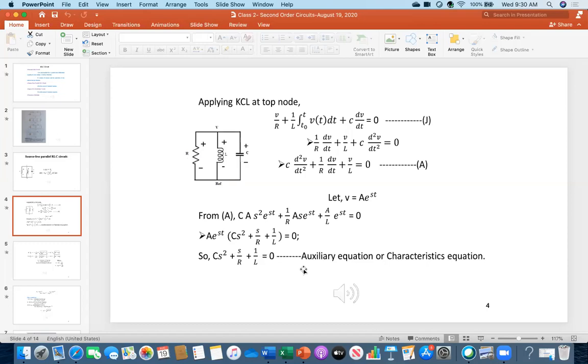Everybody so far fine? Yes. So you remember in math, you have learned this type of equation like ax square plus bx plus c equal to 0. Exactly the same form. Like C s square plus 1 over R into s plus this constant, like ax square plus bx plus c equal to 0, that you have learned in math for quadratic equation.